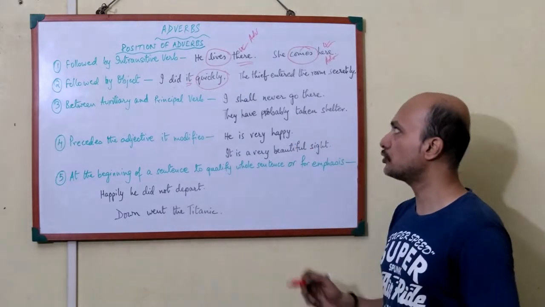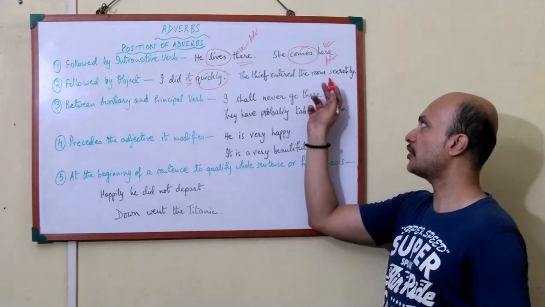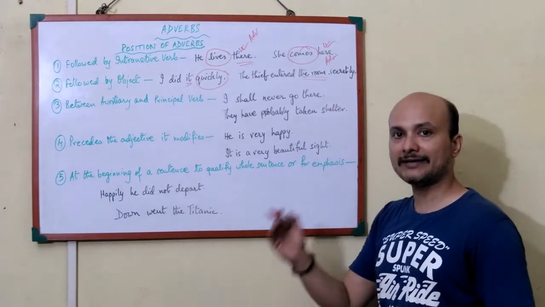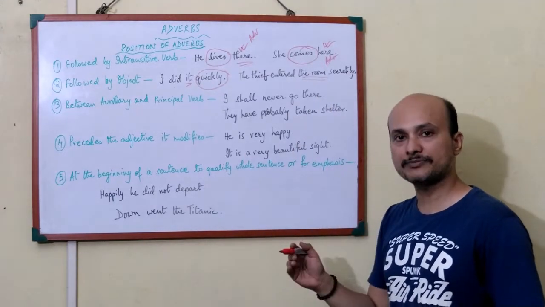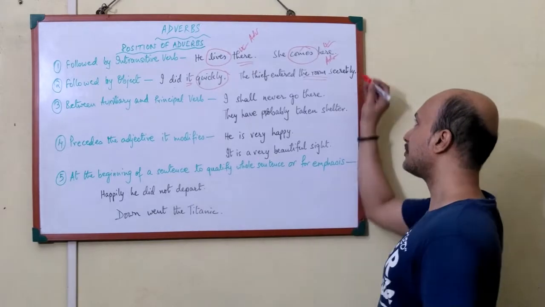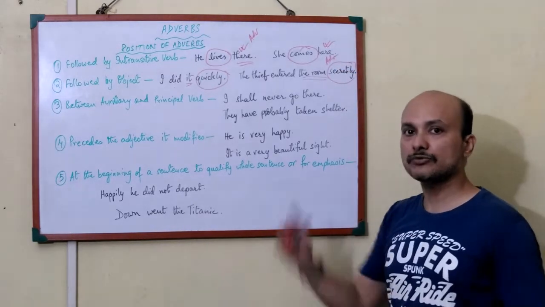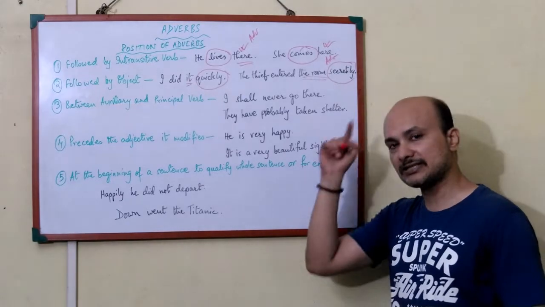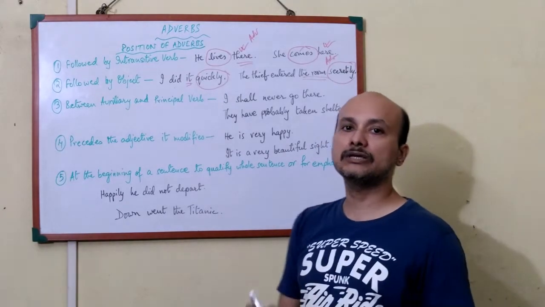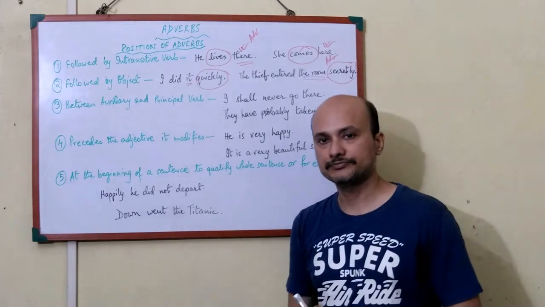Next one, the thief entered the room. The sentence ends here. This is the object, the room. The thief entered the room. The room is the object. The sentence ends here. But we have written this particular word secretly. This is our adverb which we have written after the object. So this is another position where we write the adverb.